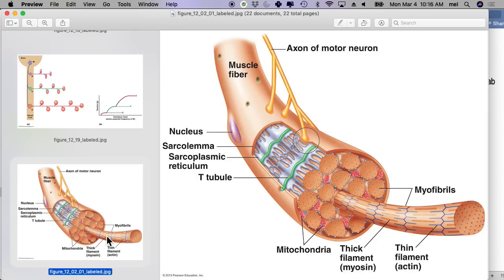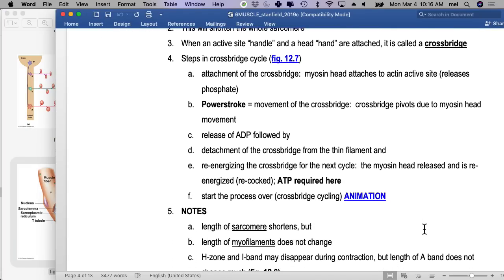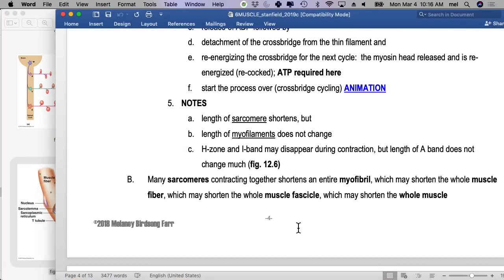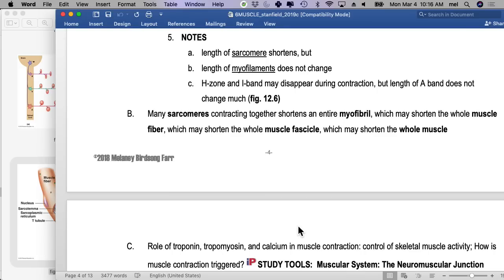Okay. So you guys all right with cross-bridge cycling? Okay, so that's cross-bridge cycling. Let's show you, I'll wait for that animation for just a second. So the notes are the length of the sarcomere shortens, but the lengths of the protein filaments don't change. Hence it is called the sliding filament theory of muscle contraction.